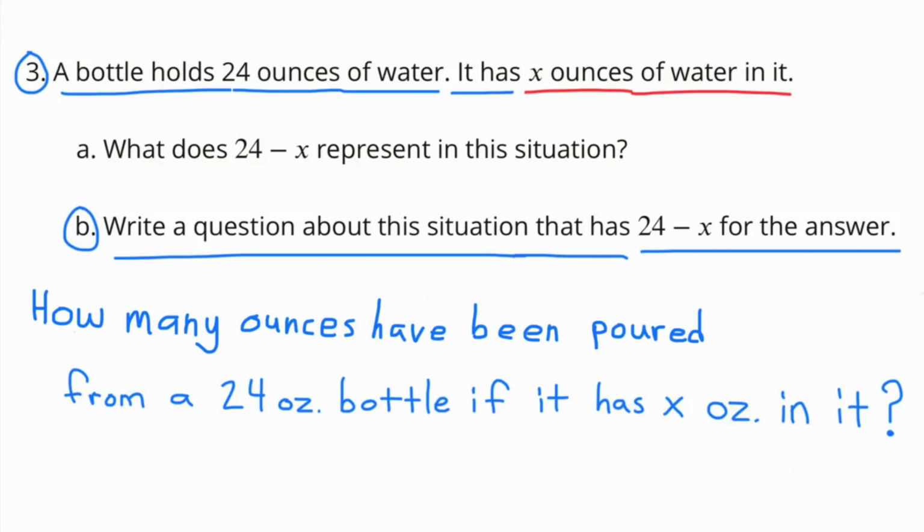B. Write a question about this situation that has 24 minus X for the answer. How many ounces have been poured from a 24-ounce bottle if it has X ounces in it?